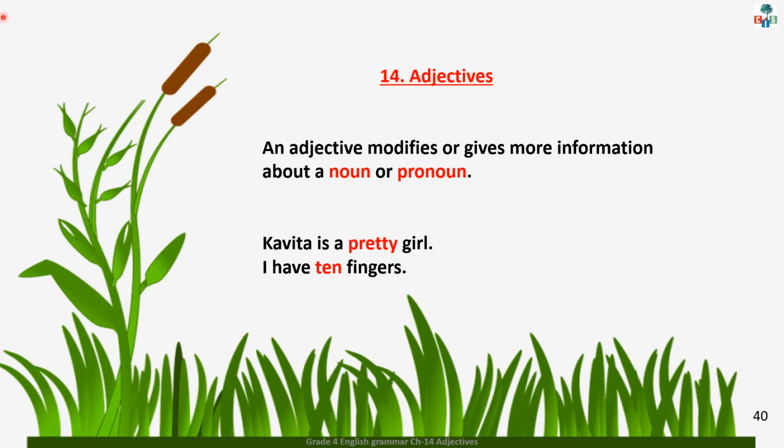See page number 40, chapter number 14, Adjectives. An adjective modifies or gives more information about a noun or pronoun. For example, Kavita is a pretty girl. I have 10 fingers. So children, in these two examples, the words pretty and 10 are adjectives because these words tell us more about Kavita and fingers.